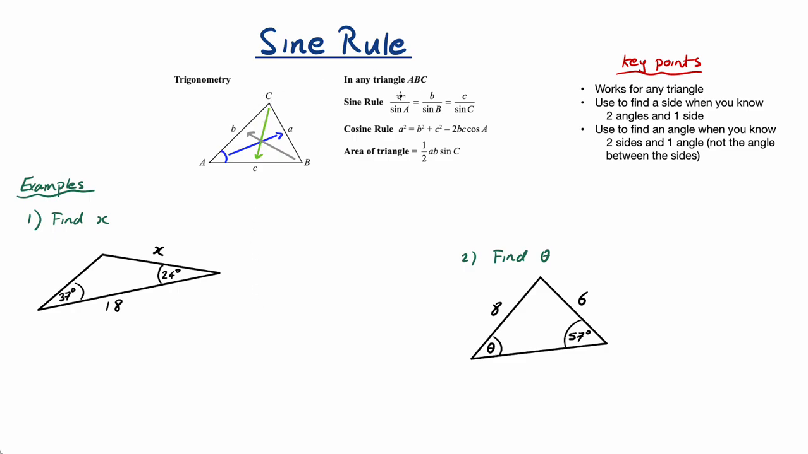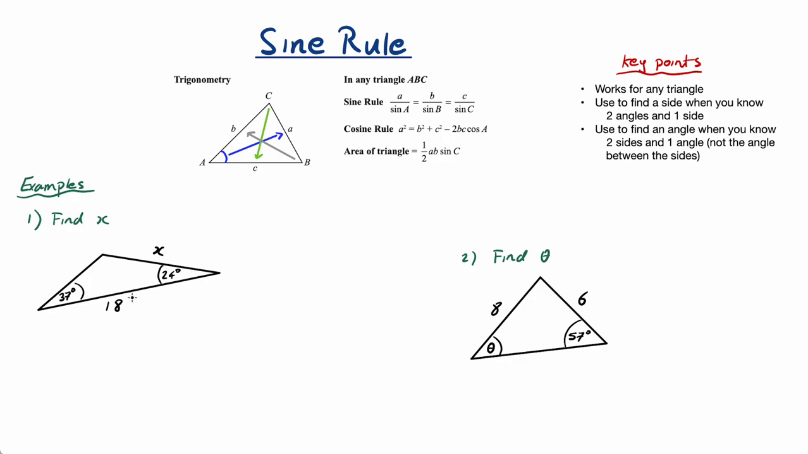But it's side over the sine of the angle across from it equals another side over the sine of the angle across from it. Okay, I'll explain again in more detail as we do the example. Key points: it works for any triangle, so it doesn't have to be a right angle triangle like SOHCAHTOA. We use it to find a side when you know two angles and one side, like this one here. I know two angles and one side. And we use it to find an angle when you know two sides and one angle, although not the angle between the sides. So here I've got two sides and an angle, and I'm trying to find another angle. If you have the angle in between them, you're going to have to use the cosine rule, which I'll get to in the next lesson.